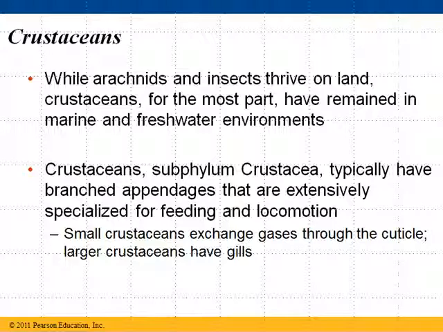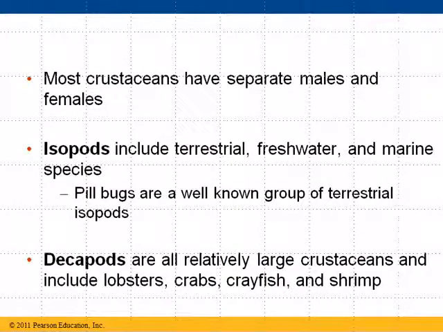Most crustaceans have separate males and females. There are a couple different varieties, of course, that we can look at. Isopods include terrestrial, freshwater, marine species. The little pill bugs or doodle bugs that you might play with when you were a little elementary school kid out in the sand or the dirt of the playground. Those little pill bugs are a well-known group of isopods, but there's a couple of different marine versions of those as well. And then there's what we call decapods, and decapods are all the relatively large crustaceans, and that would include your lobsters, crabs, crayfish, shrimp. Anything you might eat when you go to the seafood restaurant would be probably a decapod.